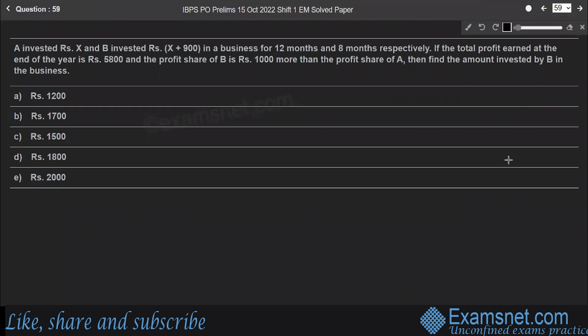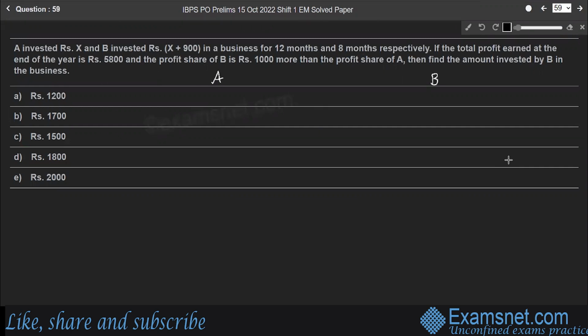Question 59. A invested X rupees and B invested X plus 900 rupees in a business for 12 months and 8 months respectively. If the total profit earned at the end of the year is 5,800 rupees and the profit share of B is 1,000 rupees more than the profit share of A, then find the amount invested by B in the business. So let us consider A and B, their investment separately.